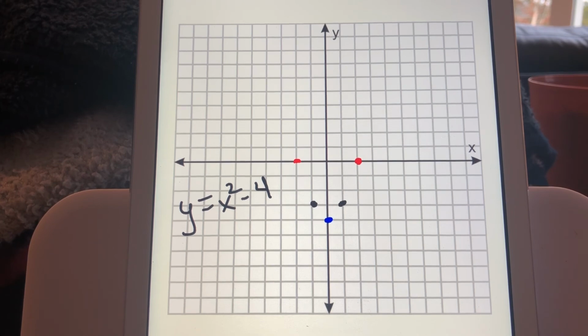We could plot more points if necessary, but with these 5 points, we've got a really good idea of what the graph is going to look like. So we've got our parabola going through those 5 points, and there is the graph of y equals x squared minus 4.